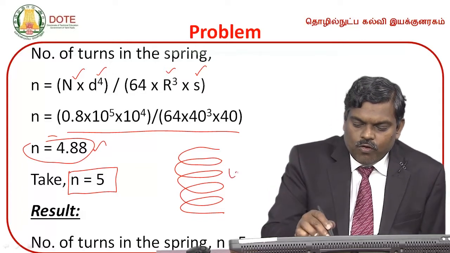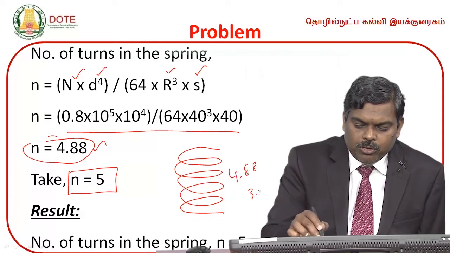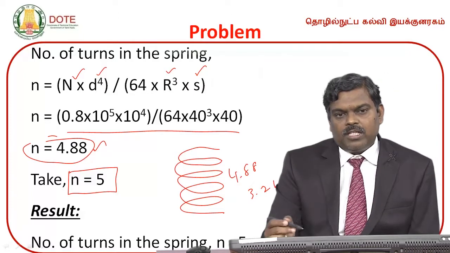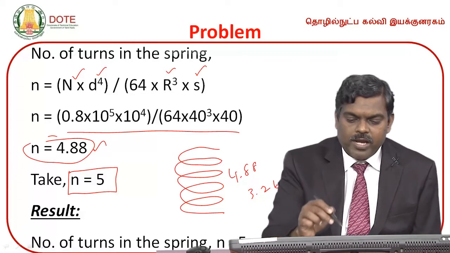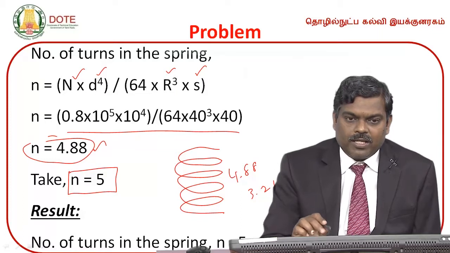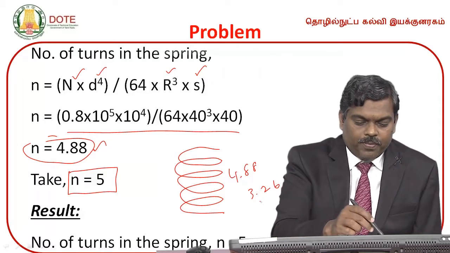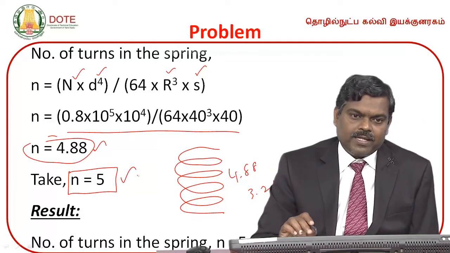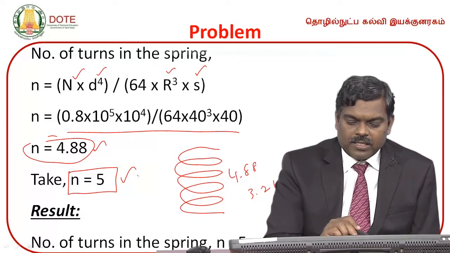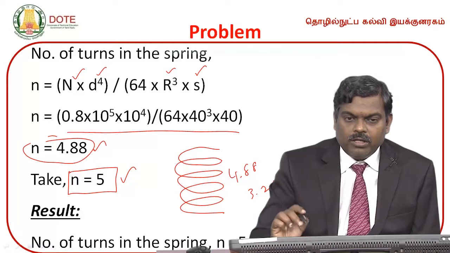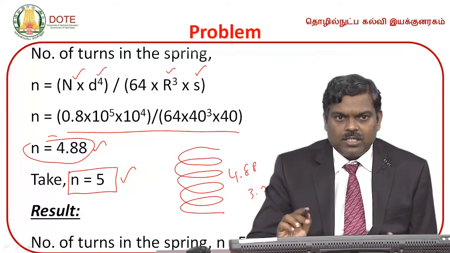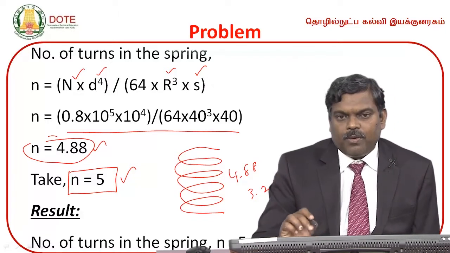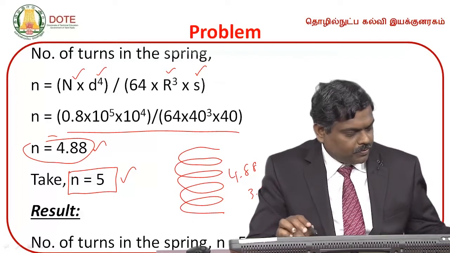இது வந்து நமக்கு 4.88, 3.26 அப்படின்னு டிஜிட் வந்து நம்ம டெசிமல் வேல்யூஸில் நம்ம எடுத்துக்க முடியாது. இட் ஷுட் பி இன் ஏ ஹோல் நம்பர், ஒரு ஹோல் நம்பராக தான் இருக்கும். ஸோ நெக்ஸ்ட் ஹையர் வேல்யூ என்னன்னு பார்த்துட்டு we are assuming this one as 5. Now we go to write the result. Number of turns in the spring n is equal to 5. Okay, so this is how we go to express the problem in the examination.